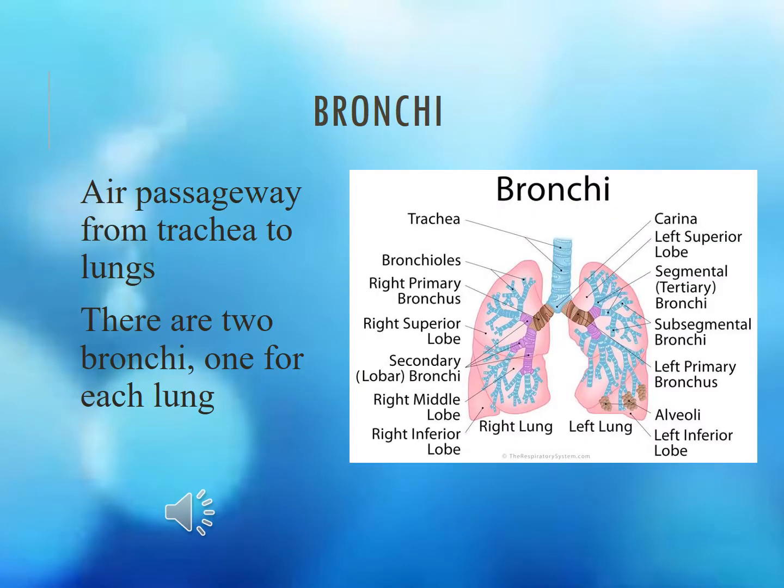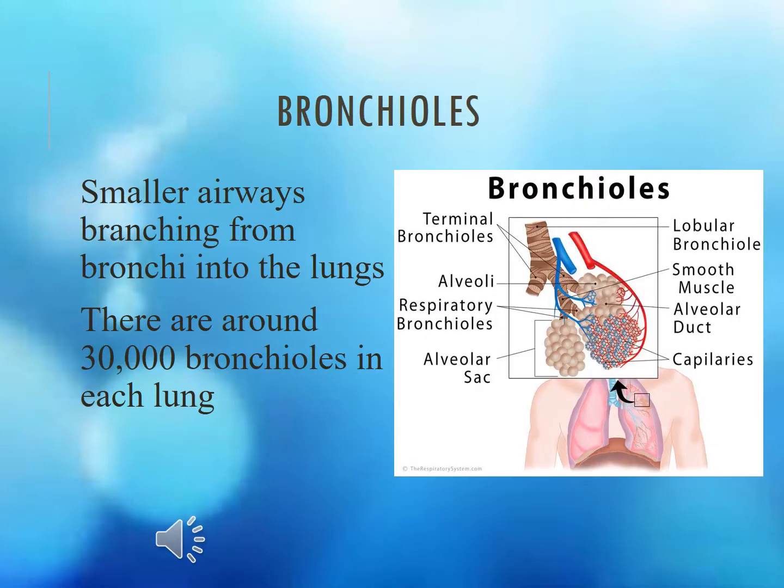And then from the trachea, we go into the bronchi. This is the air passageway from the trachea into the lungs. There are two bronchi, one for each lung. From the bronchi, we go into the bronchioles, which are the smaller airways branching from the bronchi into the lungs, kind of like tree branches, and there are around 30,000 of them in each lung.